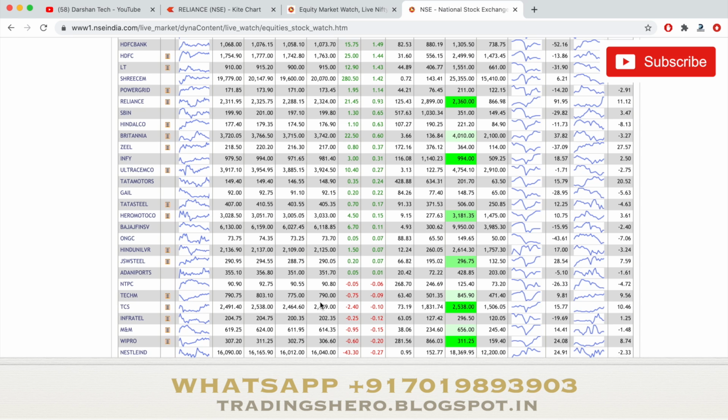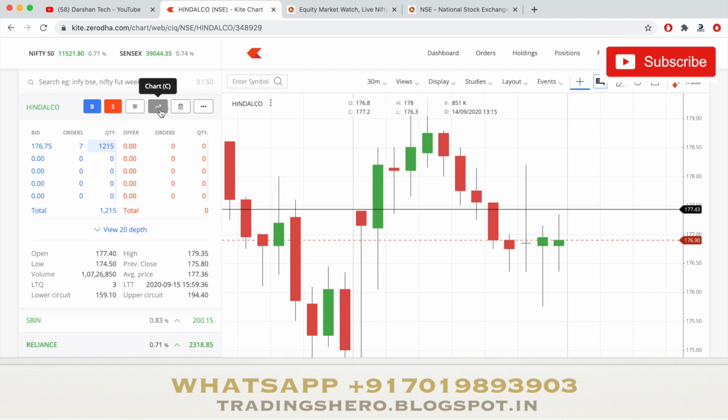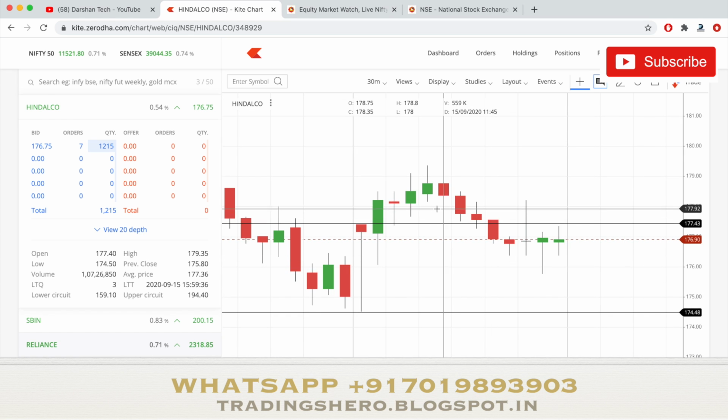Okay, so select the stocks, and once you select the stock, put the 30 minutes candle, that is the first 30 minutes candle. Okay, so wait for the first 30 minutes candle to give a breakout, and once it gives a breakout, you can take an entry on it.